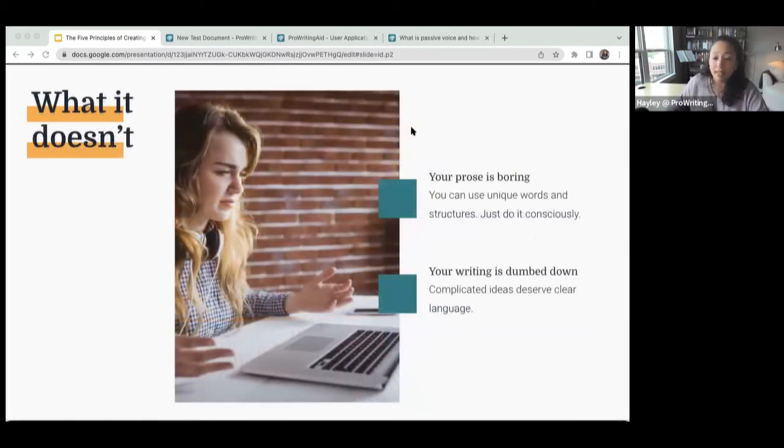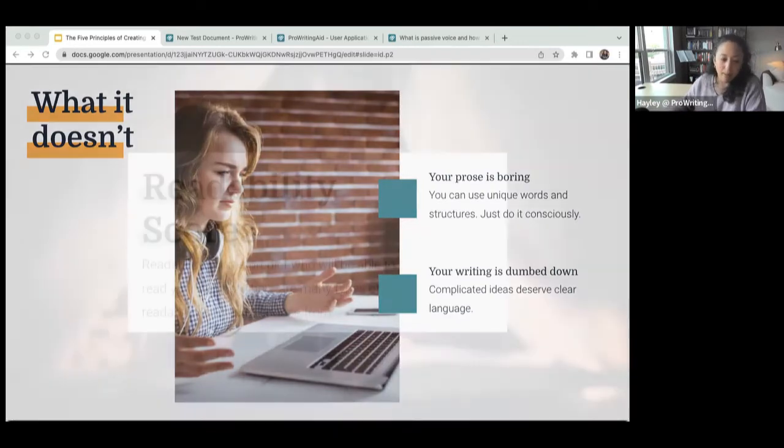And then readability doesn't mean, on the other hand, that your prose is boring or dumbed down. This is something I hear a lot from people when I talk about readability. They worry that that means they can't choose any unique words. Not at all. You have to make sure that you are choosing unique words consciously. And finally, you can have very complicated ideas, but you just need to make sure that you're using clear language to get those across.